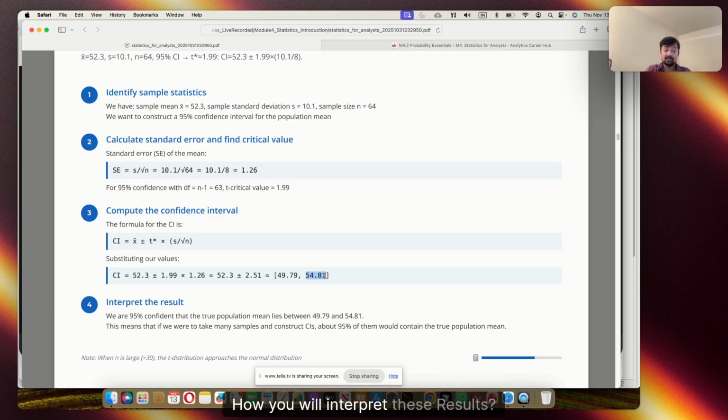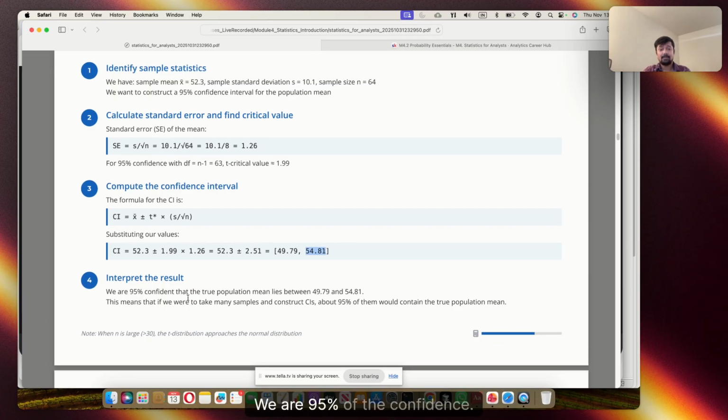How will you interpret these results? We are 95% confident that the true mean for the entire population will lie between 49 and 54. The actual mean is 52. So now you have a particular range. If something is going out, that is the error in your predictions, errors in your calculations. This is very simple to calculate.